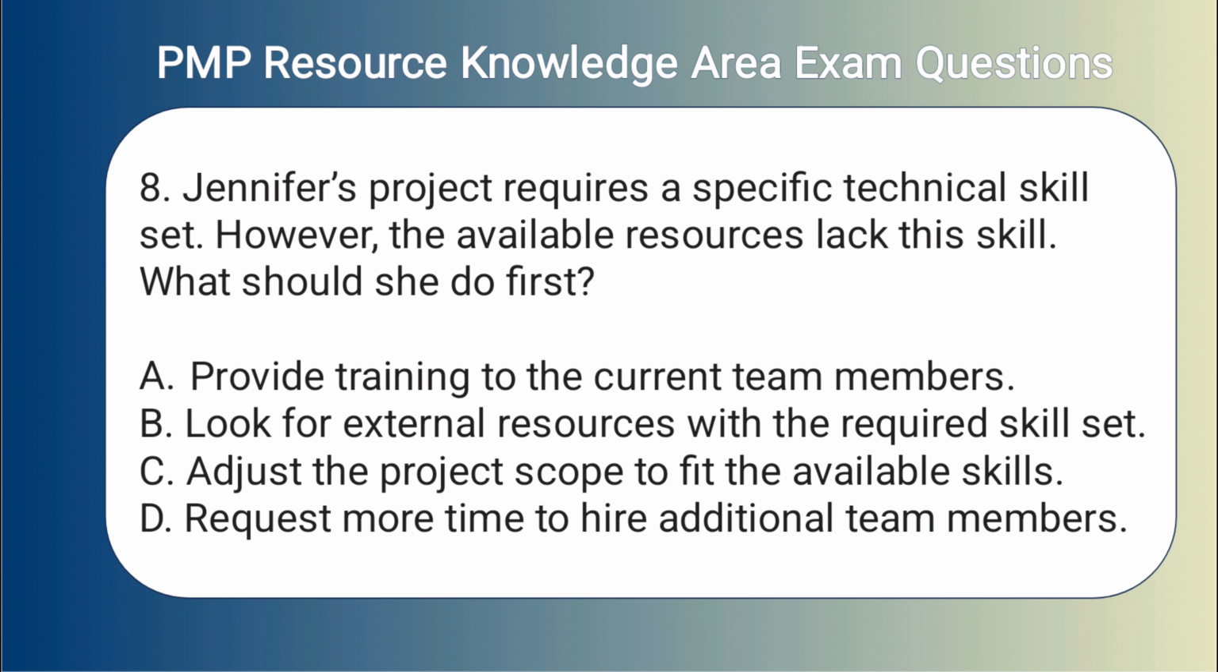8. Jennifer's project requires a specific technical skill set. However, the available resources lack this skill. What should she do first? A. Provide training to the current team members. B. Look for external resources with the required skill set. C. Adjust the project scope to fit the available skills. D. Request more time to hire additional team members.